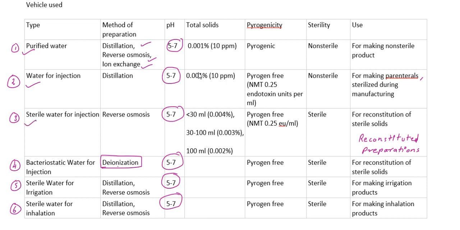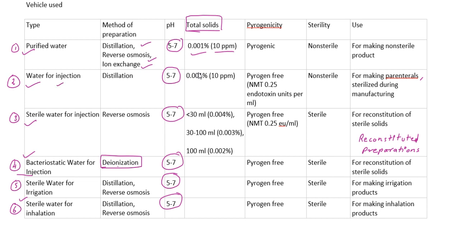Then we have sterile water for injection, bacteriostatic water for injection, sterile water for irrigation, and sterile water for inhalation. Up to here we know that these are used as parenteral vehicles in parenteral preparations. Now we'll go to the total solid present in these vehicles. In purified water you will find around 10 ppm, which is around 0.001 percentage of the total solid.